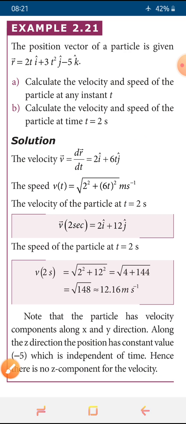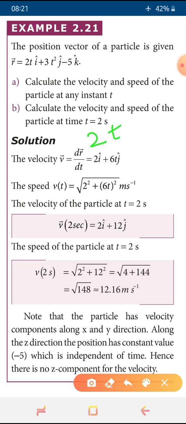Understood? And see the next one: 3t square. The power here is 2. Substituting, 2 comes to the front. Here x is t, power 2 minus 1, the same n x power n minus 1 formula that we used last time. So 2t power 2 minus 1 gives 2t. Already 3 is there, and 3 into 2 is 6. It becomes 6t j cap, minus 5k cap.